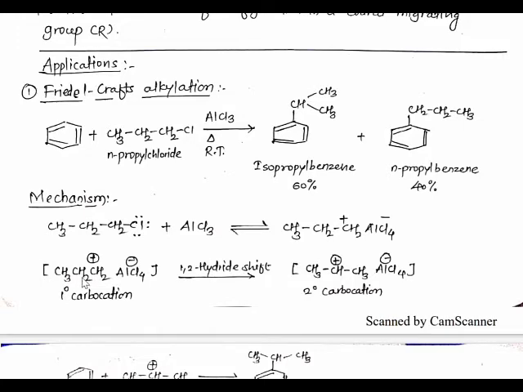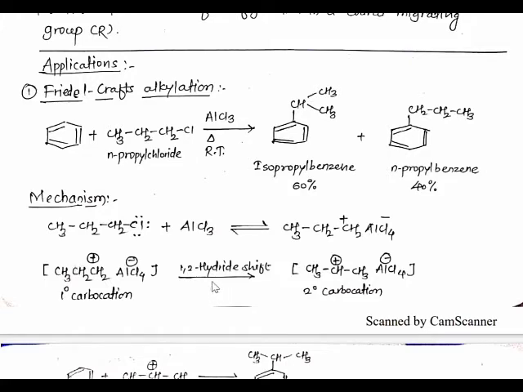If there is any possibility of rearrangement in this carbocation or any carbocation, from primary to secondary or secondary to tertiary, then it will happen. You can transfer this hydrogen to this carbon, so you will get the positive charge on this carbon.